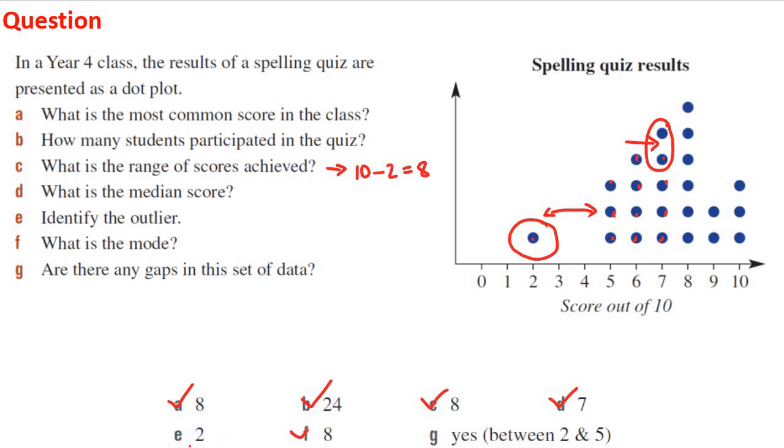So we have talked about mode, we have talked about outlier. Next, are there any gaps in this set of data? Of course there is a gap. See, this is the gap. The gap is between 2 and 5. Okay, so 1, 2, 3, 3 places. So this is the gap.